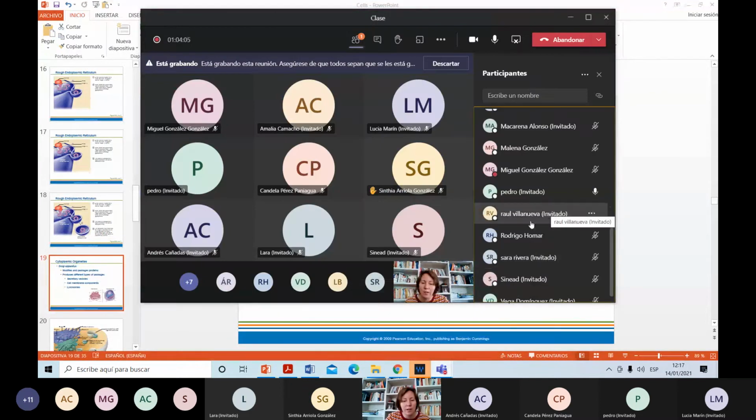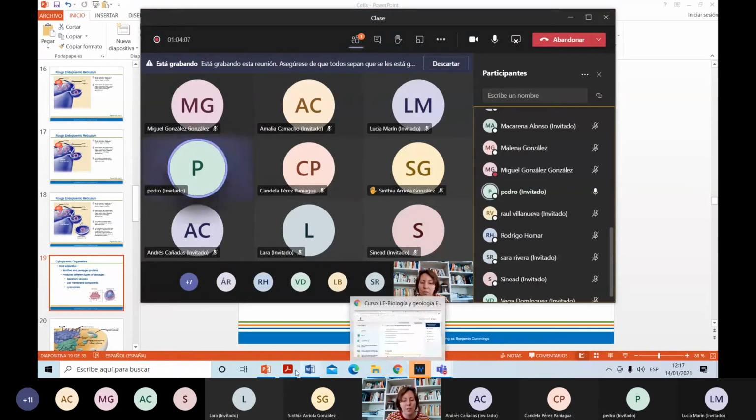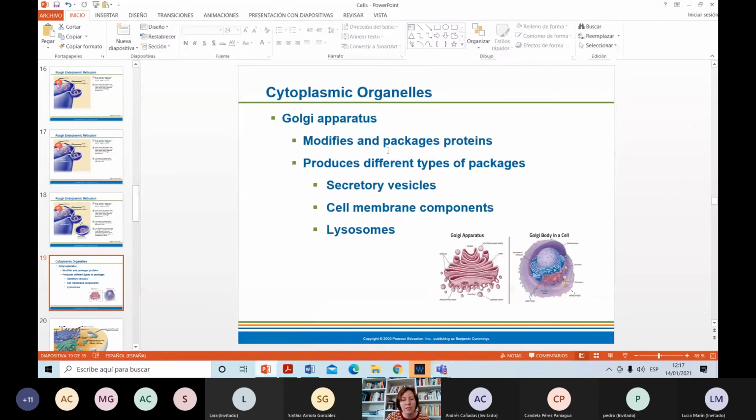Okay, so next one is for Raúl. Raúl, Golgi body receives this vesicle with the protein. What is it going to do?